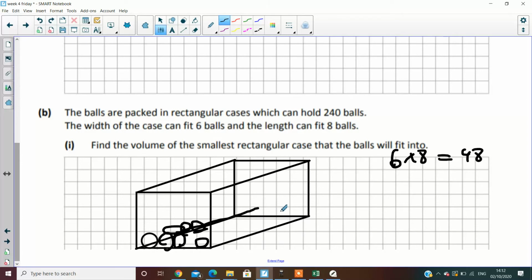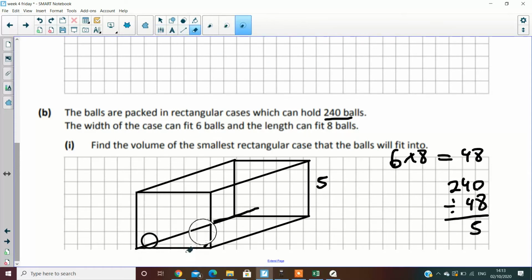Now, you need 240 balls. So you do 240 divided by 48. And most of you knew that it means it's 5 balls high. 1, 2, 3, 4, 5. Is that okay? Now, what you failed to do, however, was get the sizes.